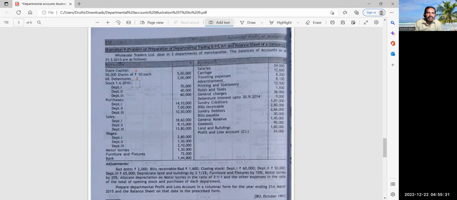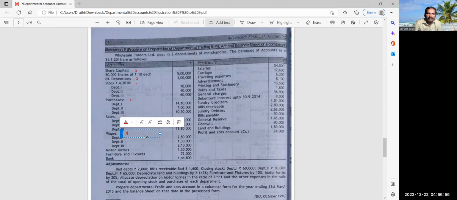Stock means it is 1. That is trading account, department here. Sorry, 1, 2, 3. Purchases also trading account. That is 1, right? 1, 2, 3. Then sales is given. That is also to be recorded in 1. That is trading account, correct? So department 1, 2, 3.